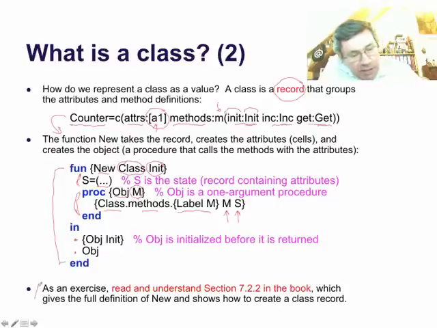Okay, now as an exercise, I suggest that you read and understand section 7.2.2 in the book. This gives the complete definition of new, including the creation of S, and it also shows how to create the class record and exactly what these method definitions look like. So what this does, it shows you exactly how the classes look like as values, and in fact it has defined the semantics of classes and the semantics of new.